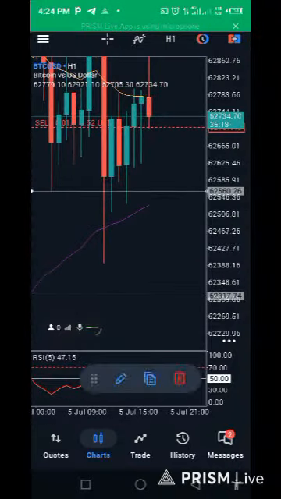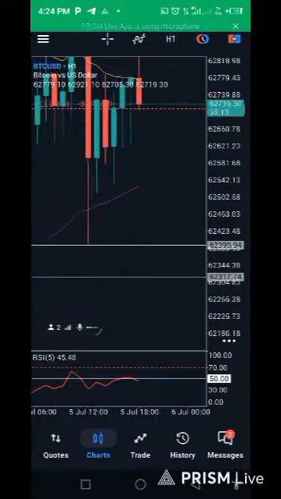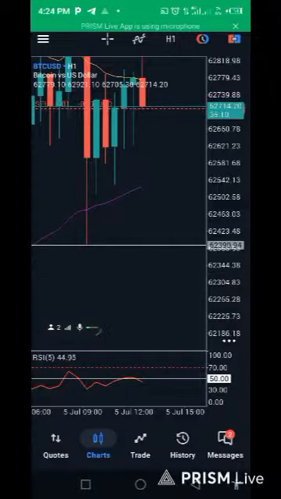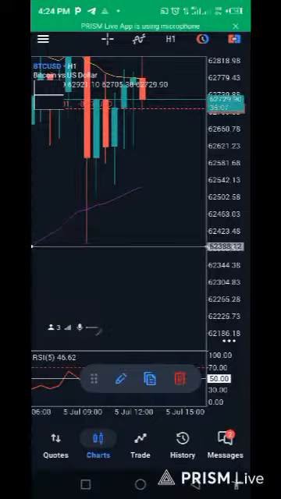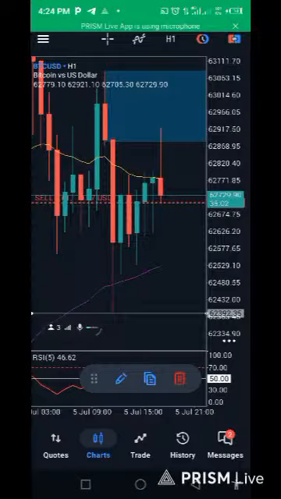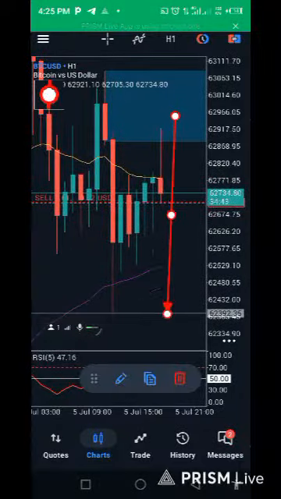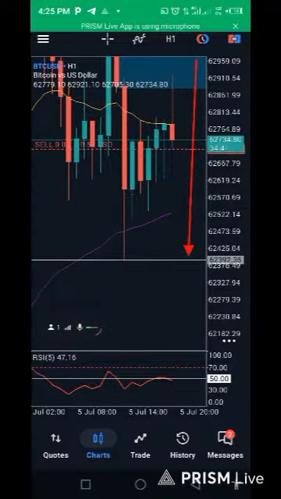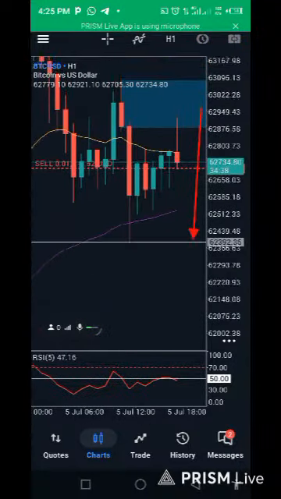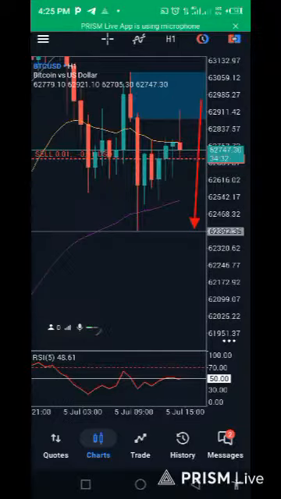We're expecting it to come and break this structure here. This is the lowest low right now. This is a 1-hour time frame. We're expecting it to come down to this point and break the structure. It has to break the structure because it's the lowest low here. So we're expecting a break of structure. It has tested the other block already and it's coming down.